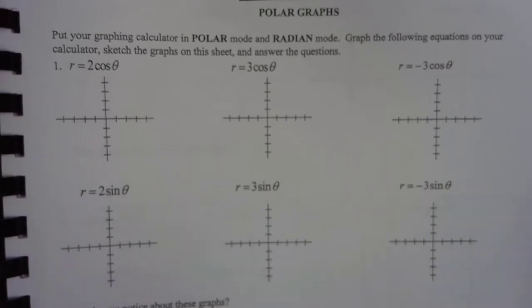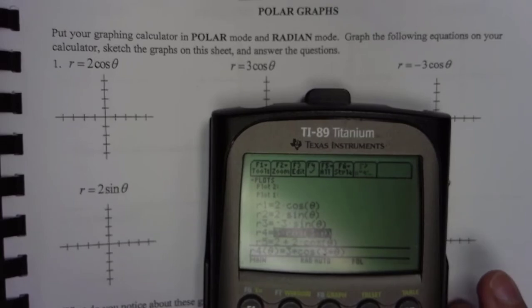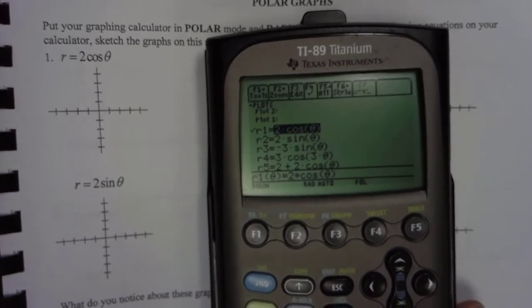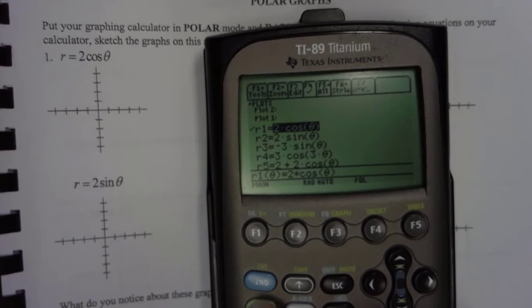Okay, here's what it says. We are going to take our calculator and we're going to be in polar and radian mode and graph the following equations. So 2 cosine theta. So I'm going to turn this graph off. 2 cosine theta. I'm going to turn that one on because I've already entered it. We're going to confirm that we are on path. And I'm going to graph it.